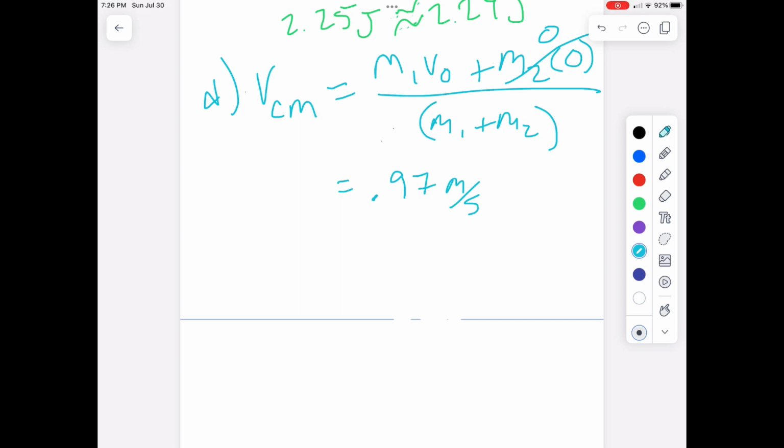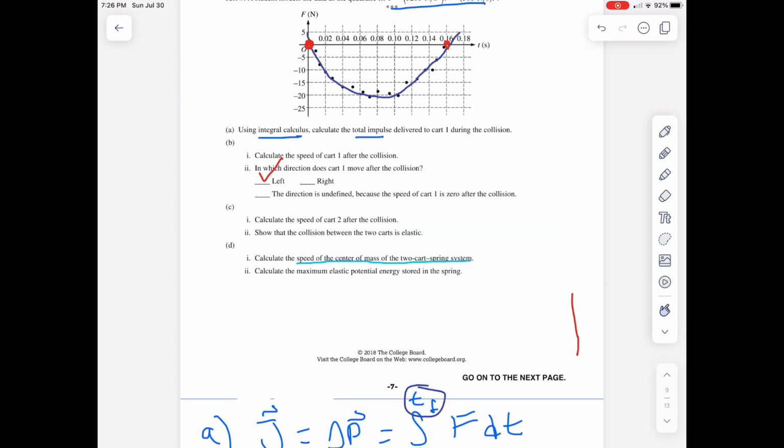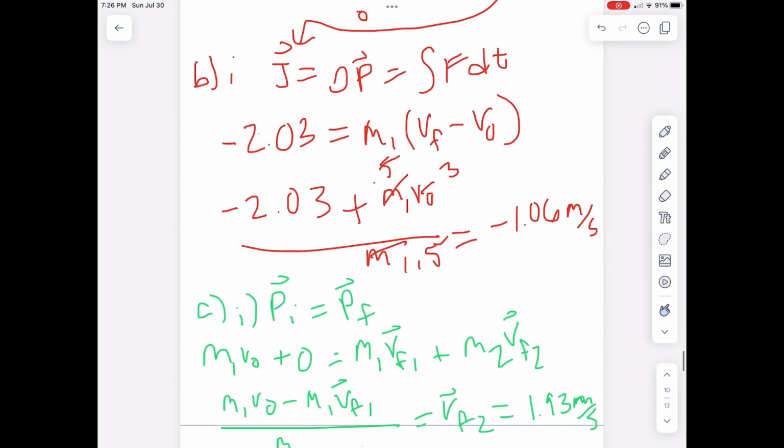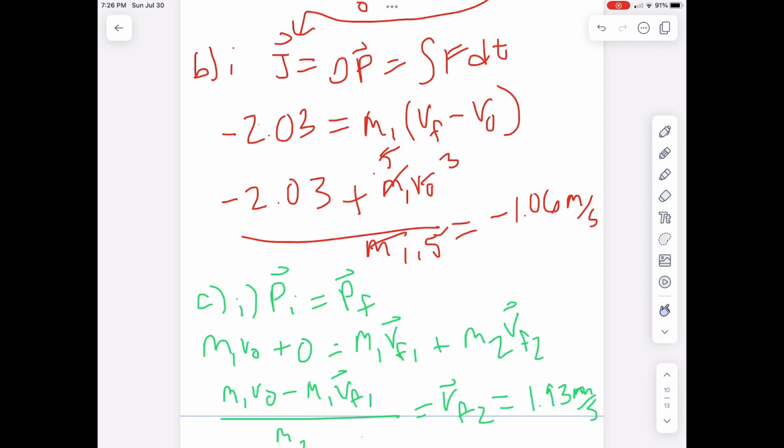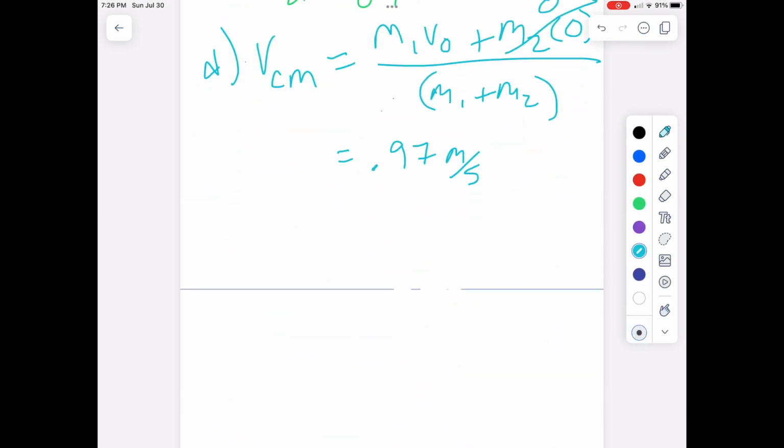So I think this is one of the most important takeaways from this question, is that whenever you're looking at the speed of the center of mass, it is always conserved, so you can look at before or after the collision occurs. All right, now part D. Calculate the maximum elastic potential energy stored in the spring. Okay, so this part is also a little tricky, but we can do it. We want to find the maximum elastic potential energy stored in the spring.